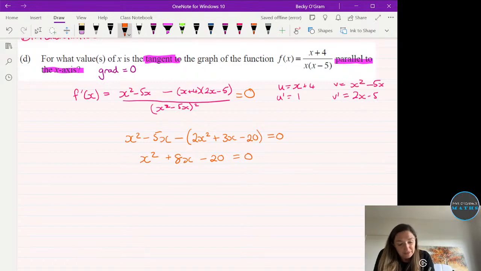Now, that one factorizes. We have x, what would this be? Yeah, x plus 10 and x minus 2. So x equals negative 10 or 2.